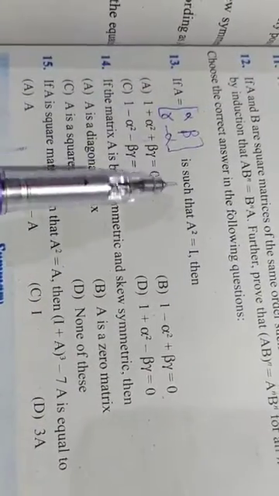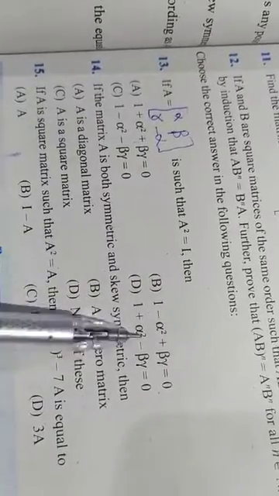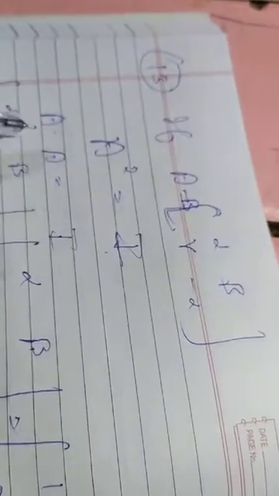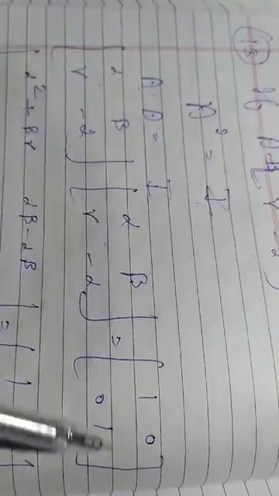Question number 13. A is a 2 by 2 order matrix such that A square is equal to identity matrix. Then show any of the four options. A multiply A is equal to identity.